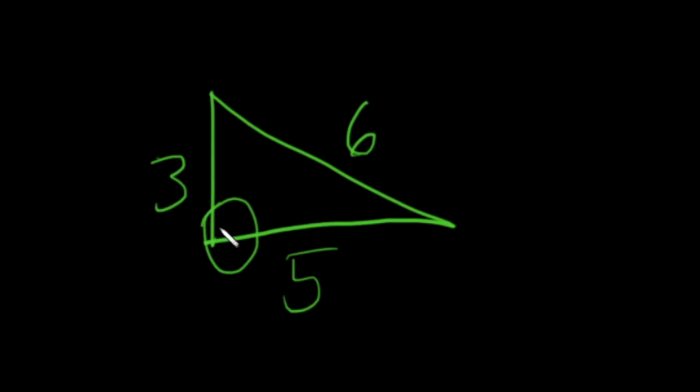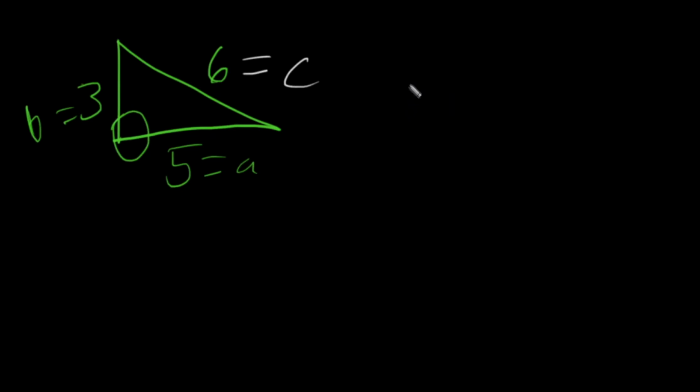Knowing that this would have to be our right angle if it is, that means that our 6 is going to equal our c value. And again, either of these could be a or b. Let's make 5 our a, and let's say our 3 is b. Using our equation, we have 5 squared plus 3 squared needs to equal 6 squared for this to be a right triangle. Anything else means it's not.